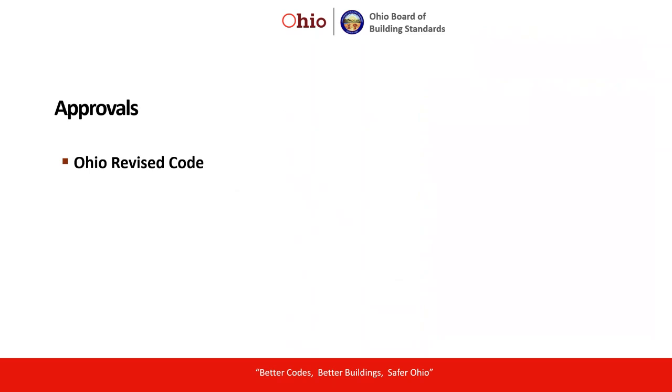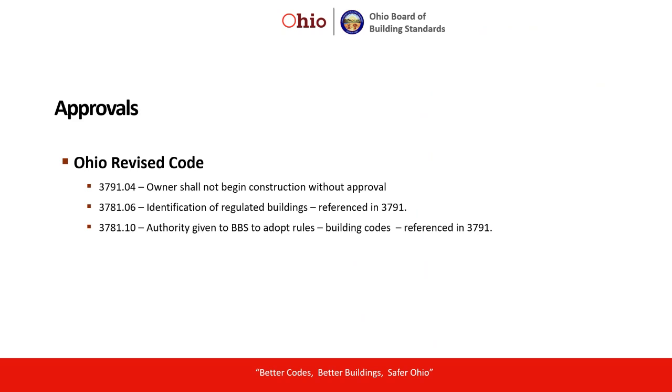So when it comes to getting approvals for all these types of structures and how they're being used, the Ohio Revised Code says under 3791.04 that an owner shall not begin construction without approval. So you got to get approval, and that's going to be whether it's Residential Code of Ohio or Ohio Building Code. 3781.06 identifies the various buildings that are regulated, and 3781.10 is the authority given to the board to write building codes that regulate these various structures.